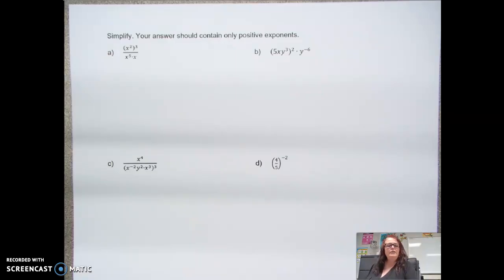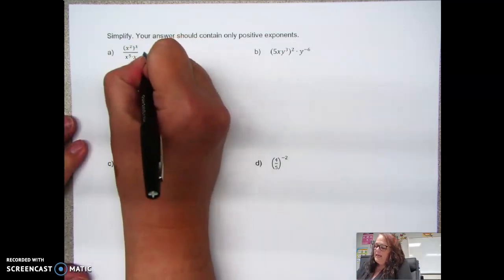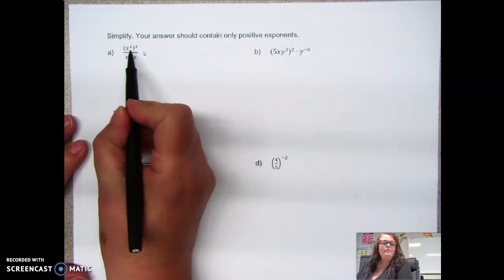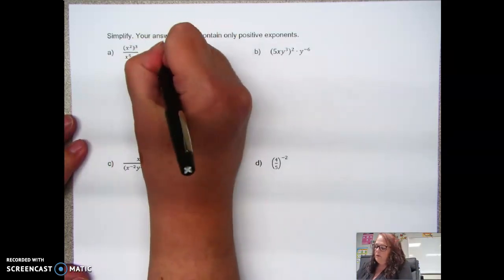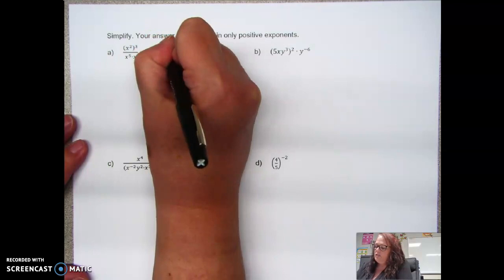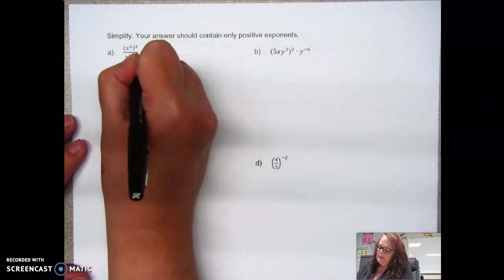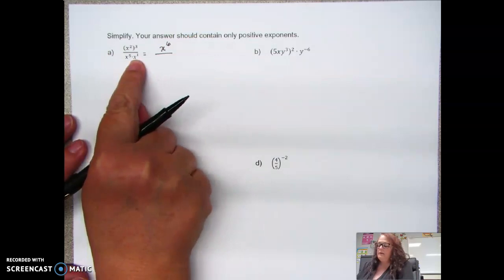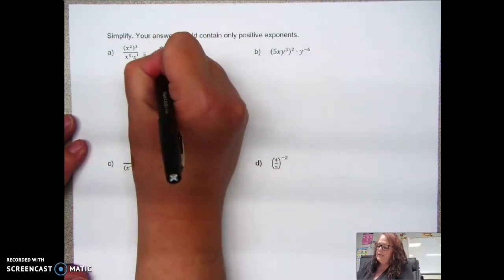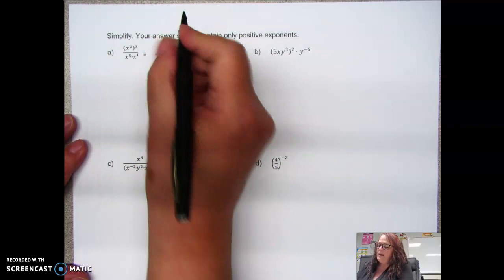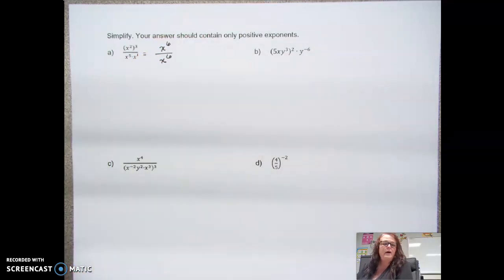So these examples here are going to mix together all the different rules and see what we can do. So in this case, for A, when I have a power of a power, remember we multiply. So I have x to the 2 times 3, which is x to the 6. And in the denominator, I can put an invisible 1 right there. And if I'm multiplying two numbers with the same base, the base stays the same, and I add my exponents, and 5 plus 1 gives me 6.